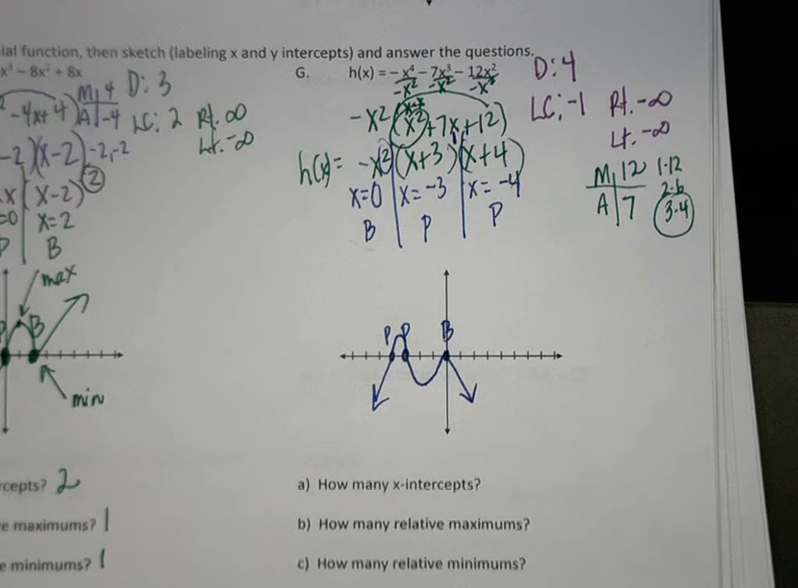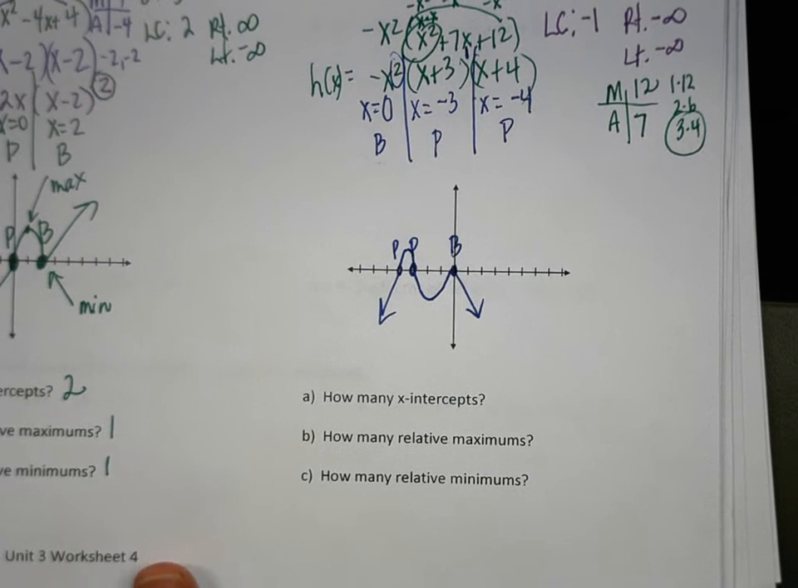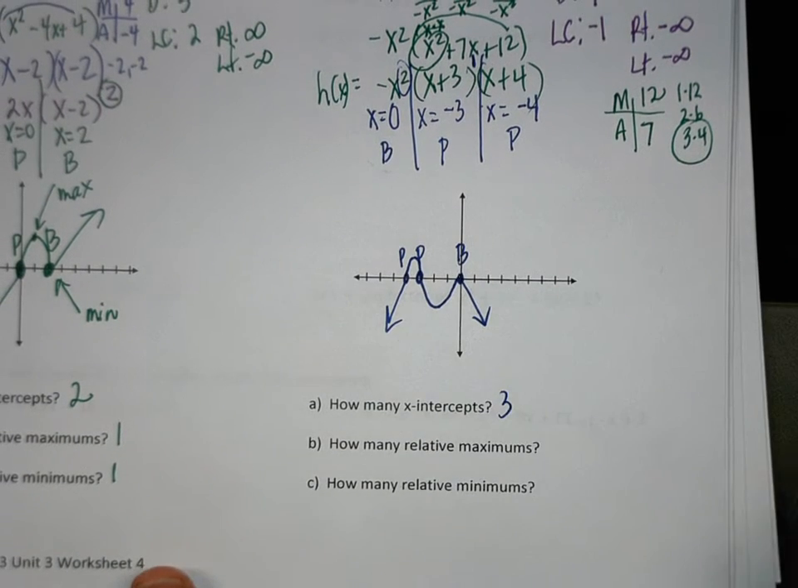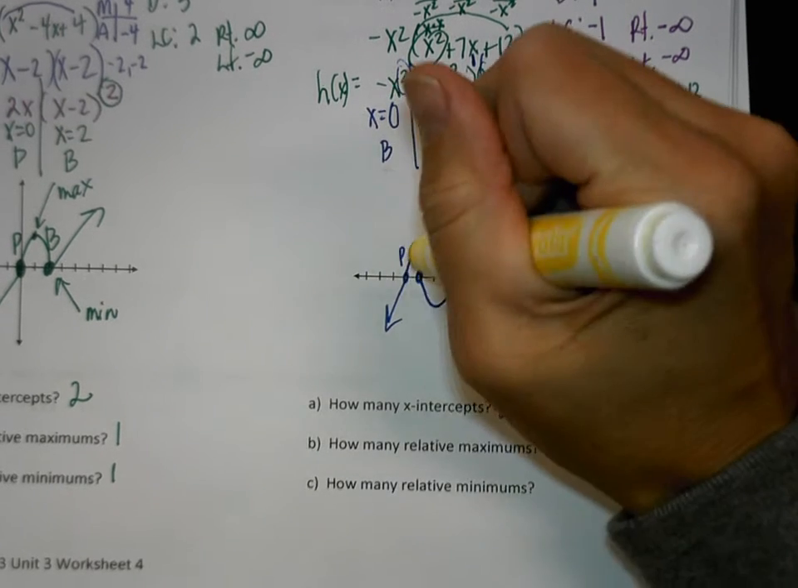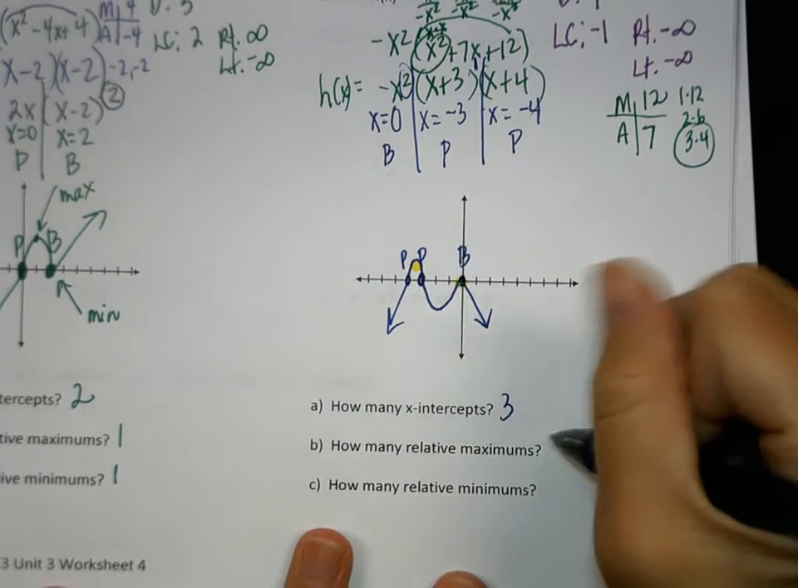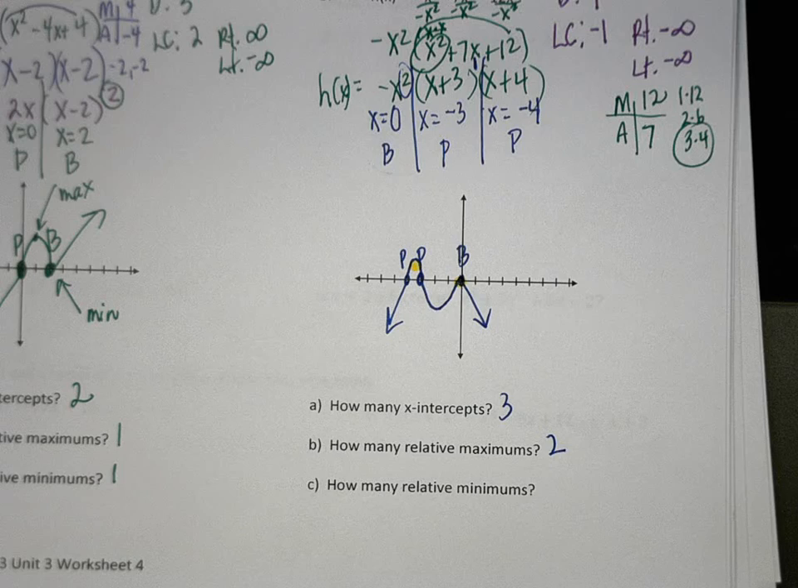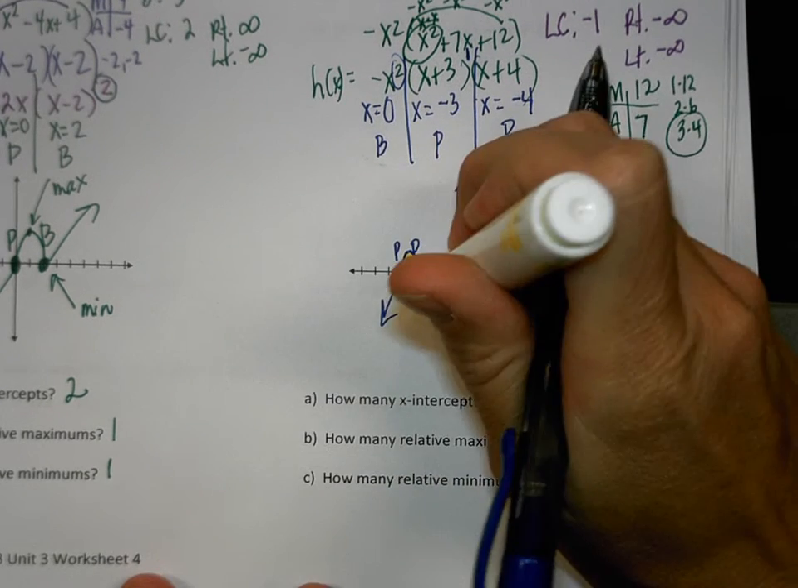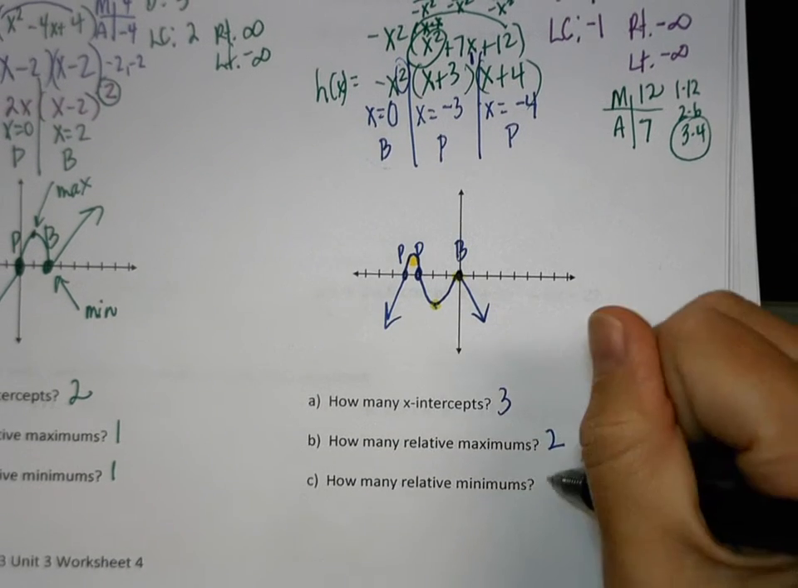How many x-intercepts are on this graph? 3. How many relative maximums are there? 2 is correct. There is a maximum right here and a maximum right here. So that makes 2. How many minimums? 1. Very good. There's 1 down here. And that's it.